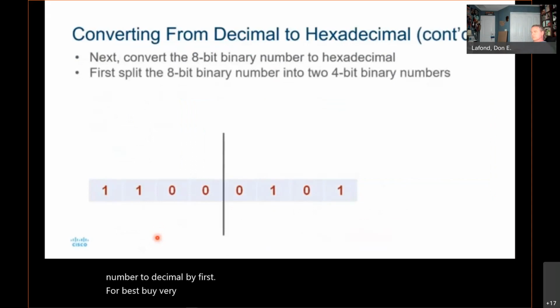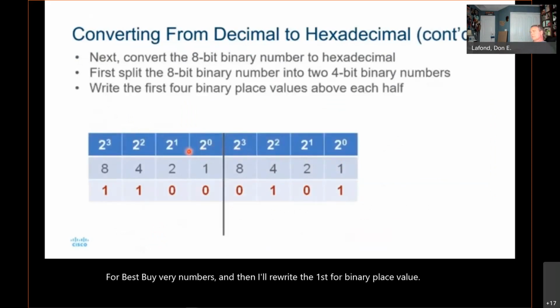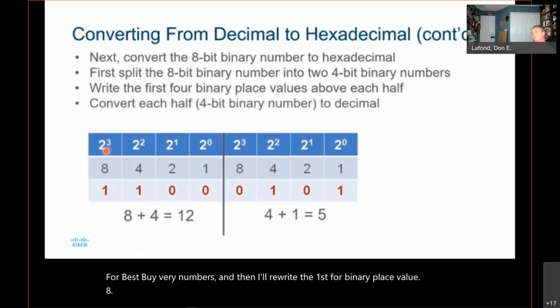Next, I'll convert the 8-bit binary number to decimal by first splitting it into 2 4-bit binary numbers, and then I'll rewrite the first 4 binary place values above each half. So here I have 1, 2, 4, 8, and then repeated on the left, 1, 2, 4, 8. Then I'll convert each half to decimal and then each decimal to its equivalent hex value. On the left side, we get 8 plus 4, which equals 12. And on the right side, we get 4 plus 1, which equals 5.